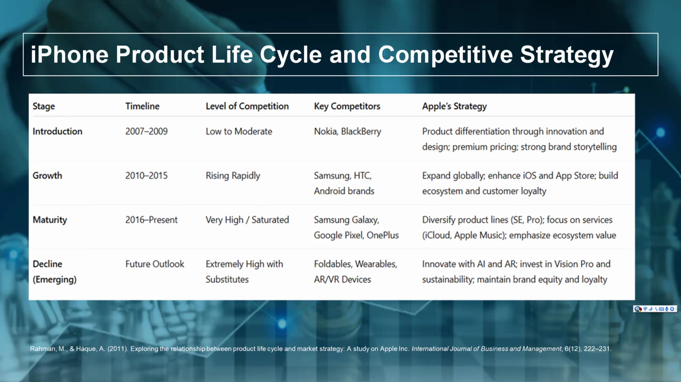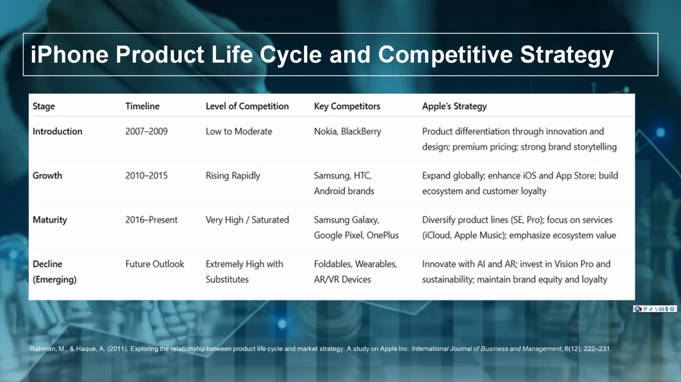And then during the maturity stage, which is from 2016 until now, the competition is very high, especially in the US markets. The key competitors are Samsung, Google, and others. Apple addresses this competition by diversification, expanding their online services like music, iCloud, and other online services, and also emphasizing the ecosystem again to maintain customer loyalty.